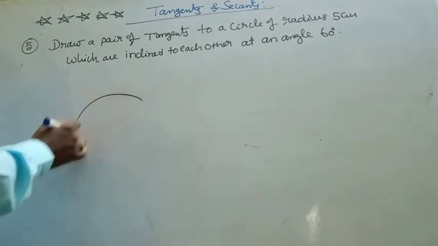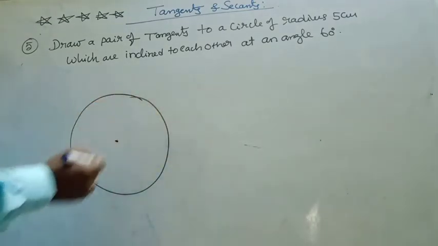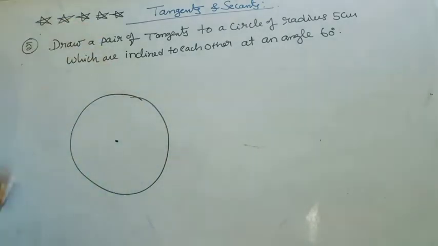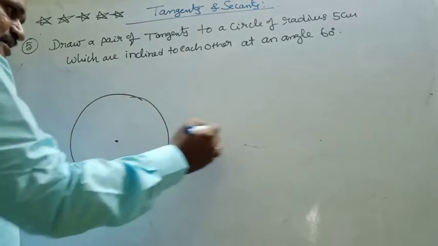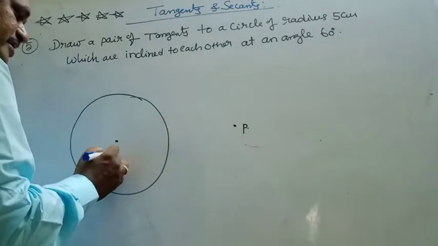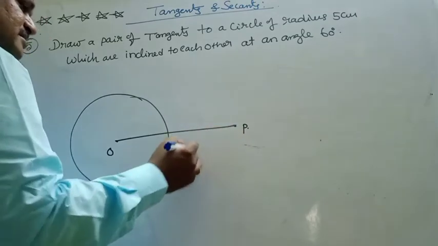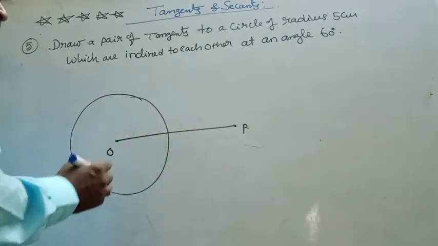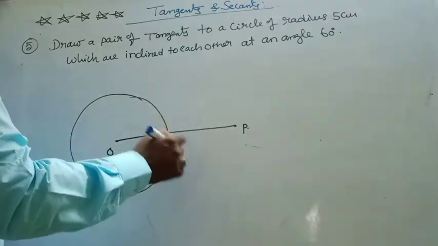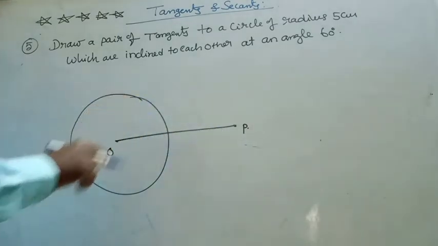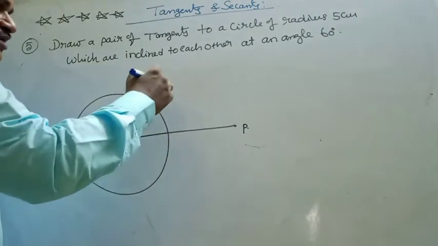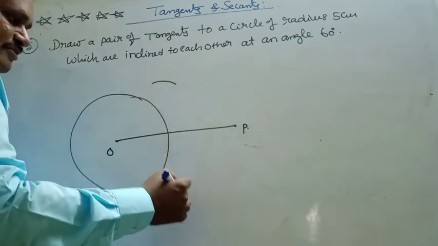Step 1: you take a compass and draw a circle with radius 5 centimeter. Then you take OP, this is an external point, with 10 centimeters. Next, the third step: you take the compass and take more than half of OP, and you draw one arc here like this.